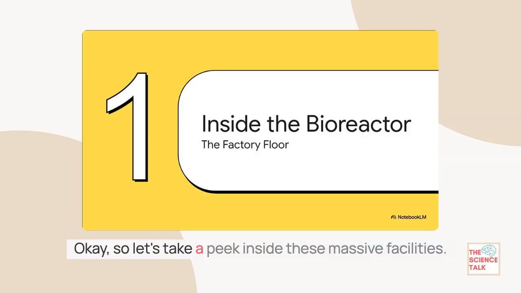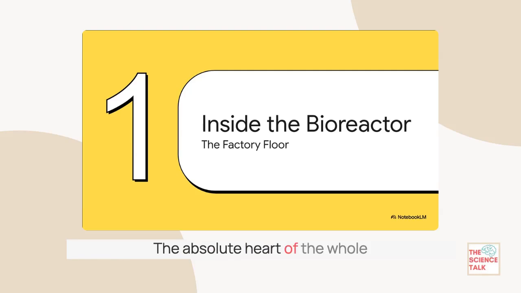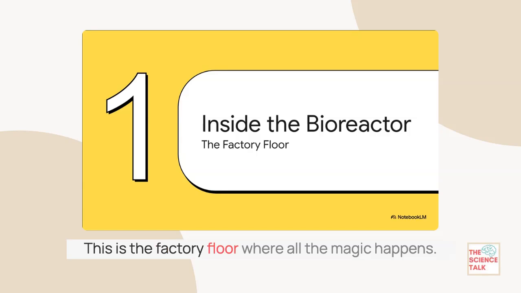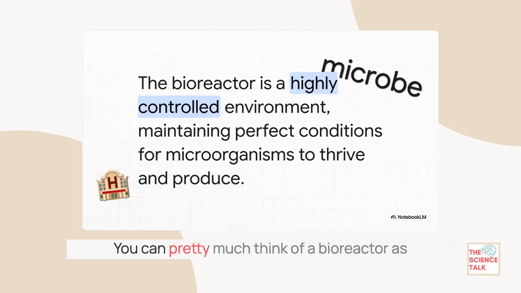Okay, so let's take a peek inside these massive facilities. The absolute heart of the whole operation is the bioreactor. This is the factory floor where all the magic happens. You can pretty much think of a bioreactor as the world's most sophisticated five-star hotel, but built just for microbes. The temperature, the pH levels, the oxygen, the nutrients, everything is monitored and controlled with insane precision. The goal is super simple. Keep the tiny workers happy, because happy workers are productive workers.